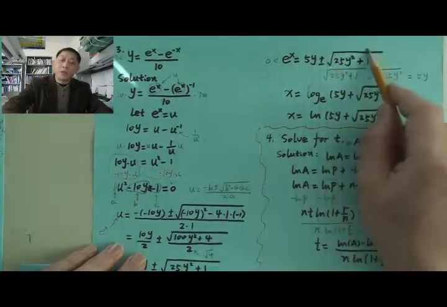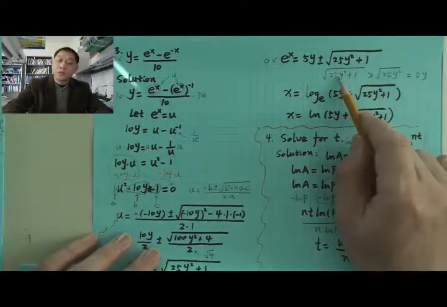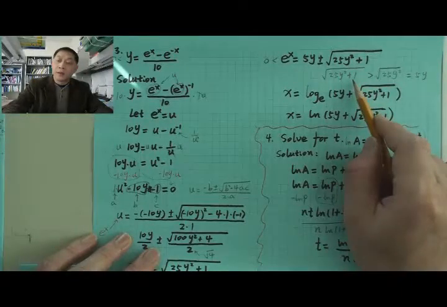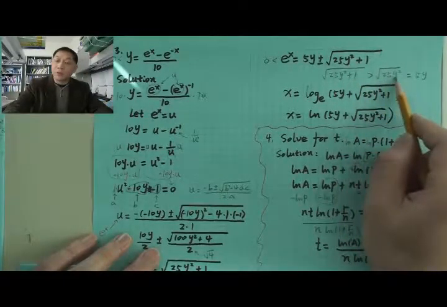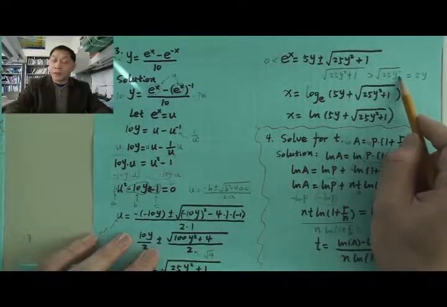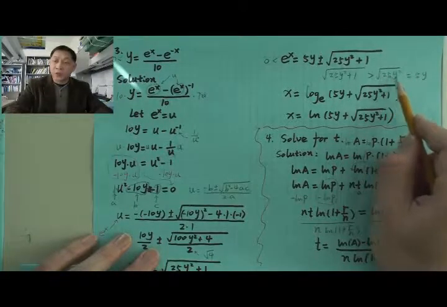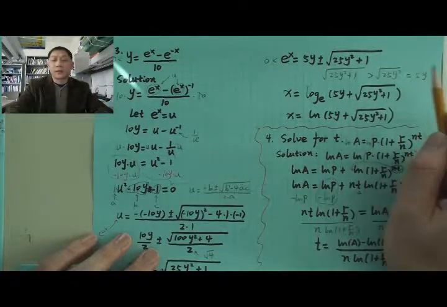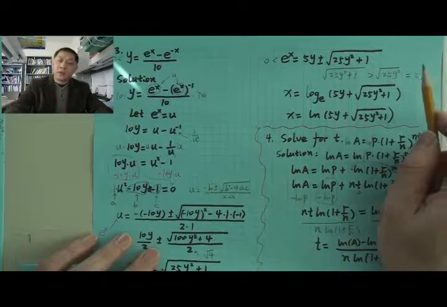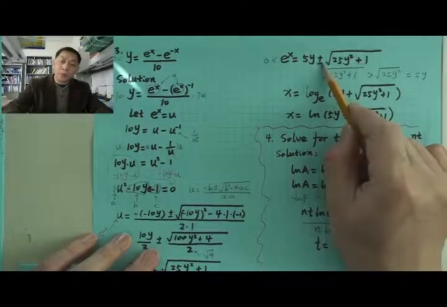This big quantity is greater than 5y because radical 25y squared plus 1 is greater than radical 25y squared. Because here you add 1, here we don't have 1. So of course this one is bigger than that. And that's 5y. Radical 25 is 5, and then radical y squared is just y. So here we actually need to choose positive to drop this negative.